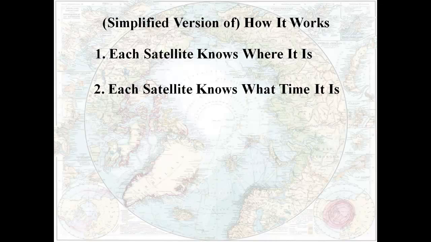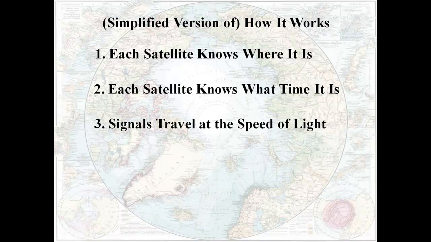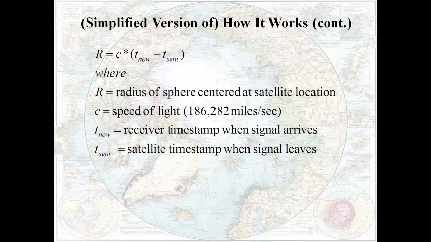The satellite knows what time it is. Really precisely knows what time it is. Each satellite has 4 different atomic clocks in it. And again, the control segment is going to keep that satellite clock synced to the precise atomic time on the surface of the Earth. So the satellite knows where it is, and it knows what time it is. And it sends out these signals, and the signals travel at the speed of light. So it knows where it is, what time it is, and we know that the signals travel at the speed of light. So how does that work?